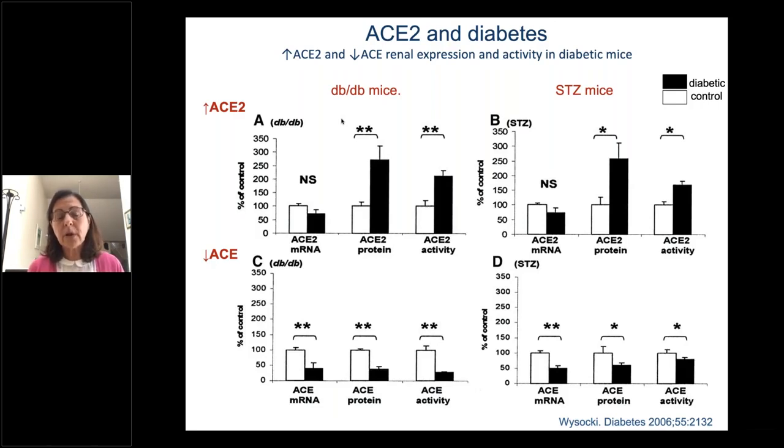We also know in other studies that ACE2 seems to be dysregulated in the context of diabetes. And here is an example of two different mouse models of diabetes, the db/db mice and the streptozotocin-induced mice. And we can see that in these mice, there's an increase in the expression, particularly at the protein level, of ACE2, associated with an increase in ACE2 activity. And very interestingly, this is associated with a downregulation of ACE, as we can see in the lower panels.